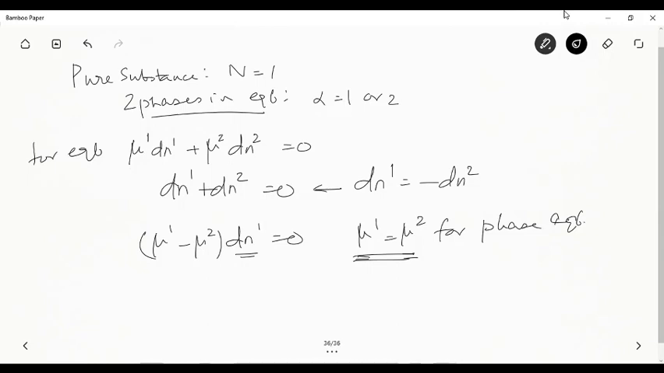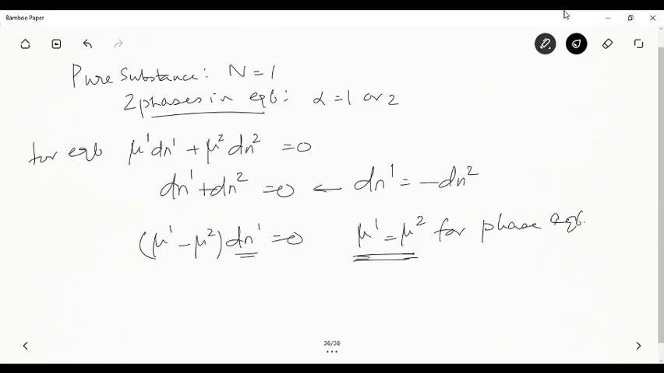So for example, if I have water at a certain value of dryness fraction, let us say x is equal to 0.5, then at that condition, if it has to stay at that condition, the rate of evaporation is equal to the rate of condensation, and therefore there is no net change in x. So that's the condition for phase equilibrium.